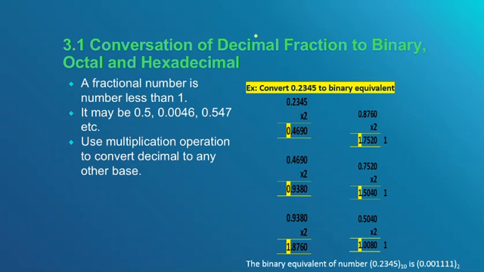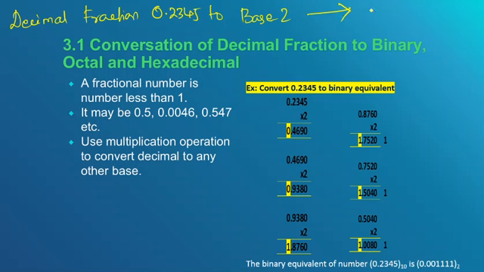So the conversion of decimal fraction, that is, what is the decimal fraction? Here we are going to convert a decimal fraction, like 0.2345, to binary and octal. First we will take base 2. So what I have to do here is just multiply by 2.